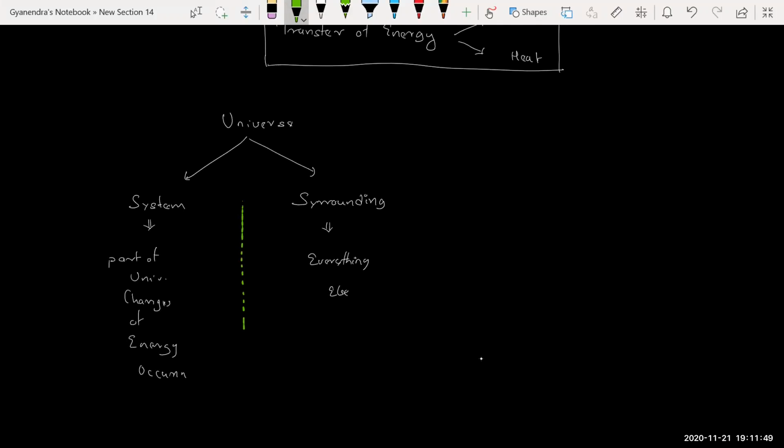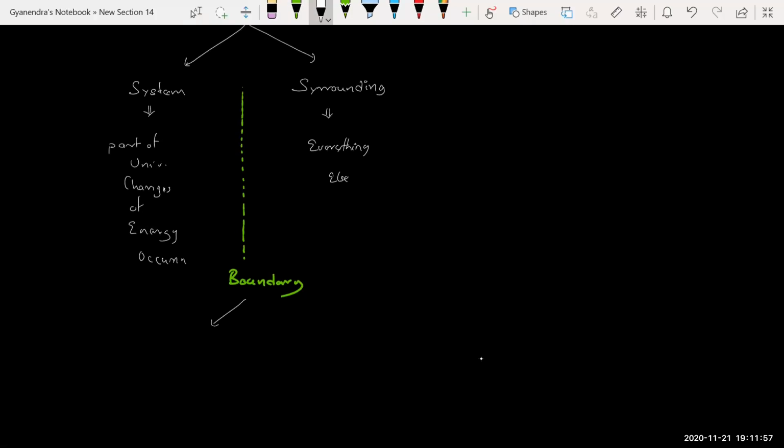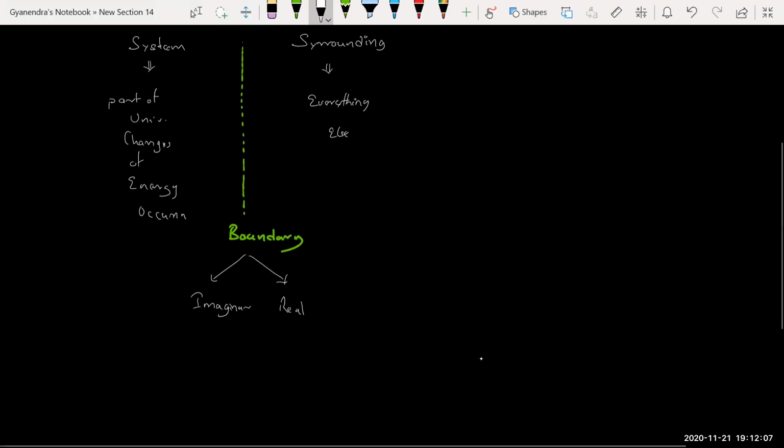Now to separate this system and surrounding, you have something that we call a boundary. A boundary can be of two types, Dinesh: imaginary and real. I don't need to explain more about this, right? Imaginary boundary, like when you have multiple gases present, there is no boundary to confine the gas, right?